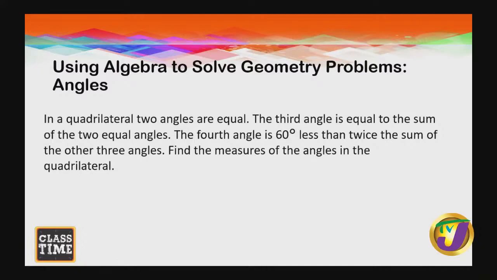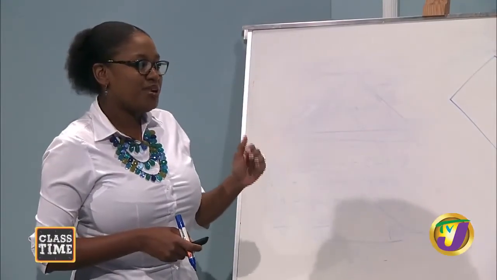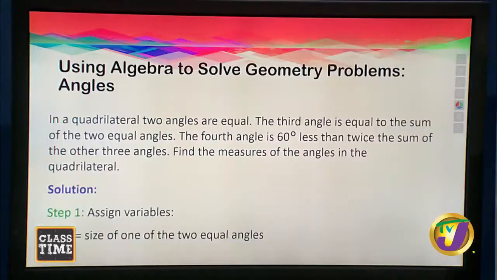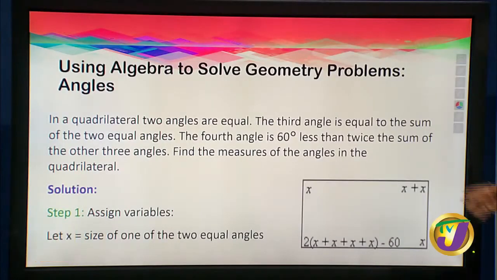All right, but nevertheless, we're given the information and it says find the measures of the angles in the quadrilateral. So we just need to assign variables and let x be the size of one of the two equal angles. All right, so with that being said, let's see if what we have here in our diagram matches the information that we're given. So we have 3 minutes left.